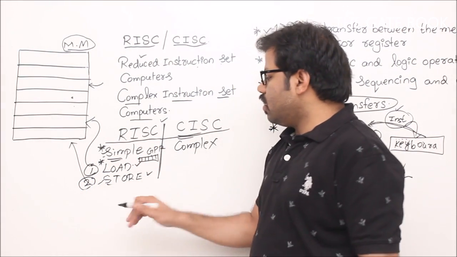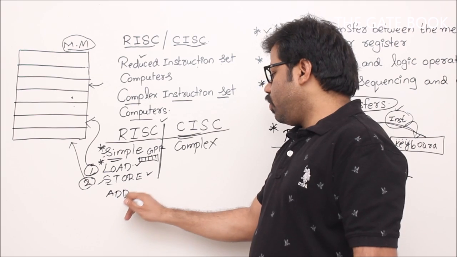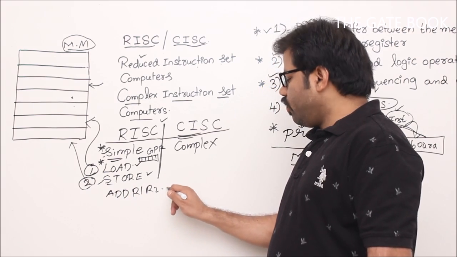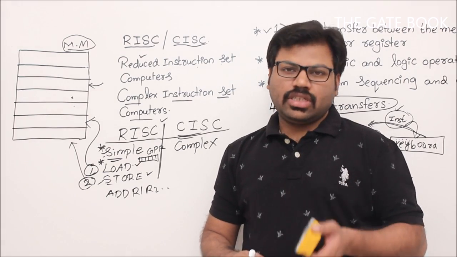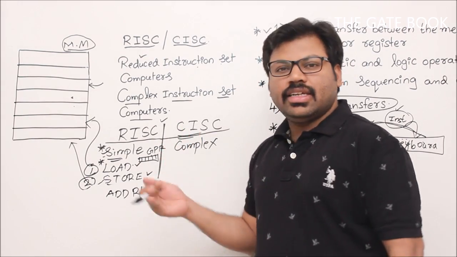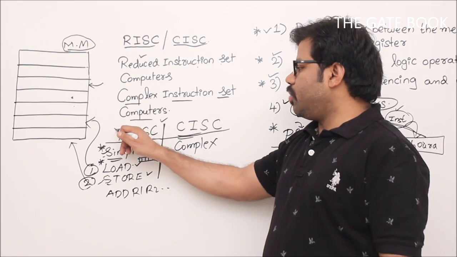That means if you want to do addition, then you have to use CPU registers, like add R1, R2. We will see the syntax later, but to add or subtract anything, we will be using CPU registers. That is the way the machine is designed. Then we say that is a RISC machine.